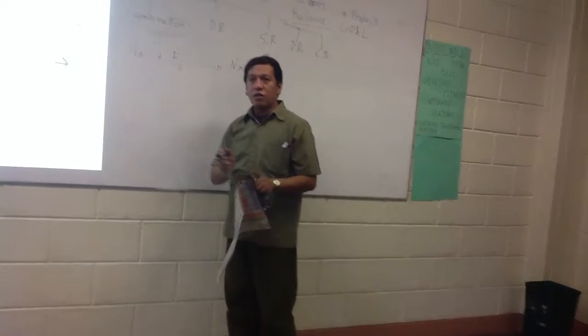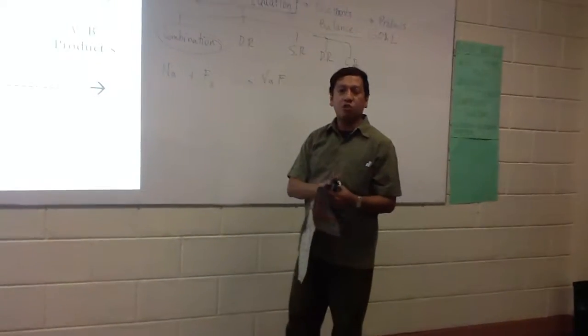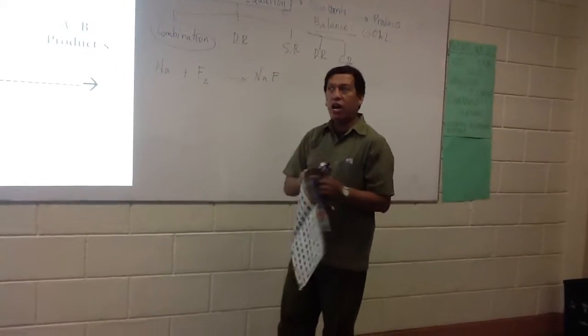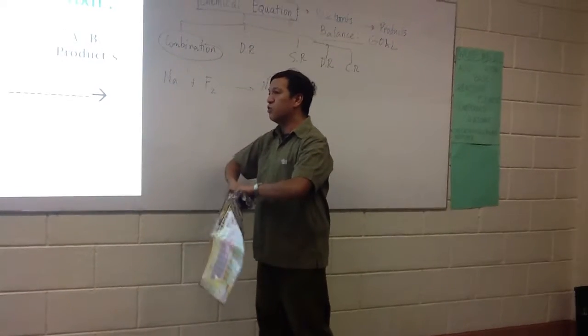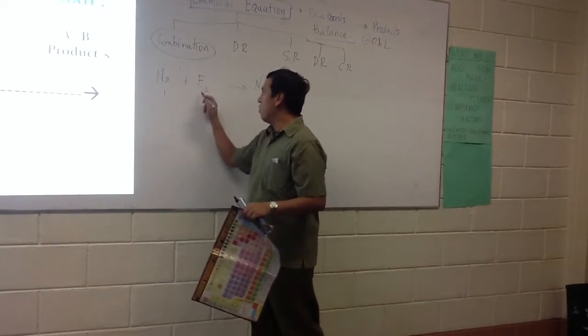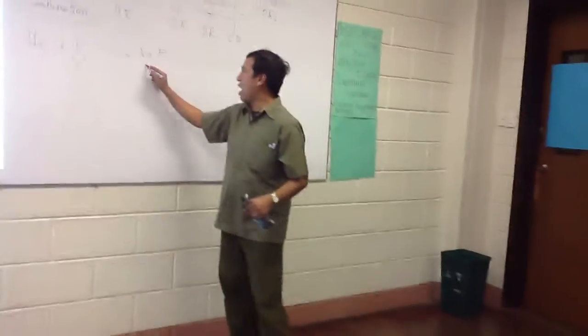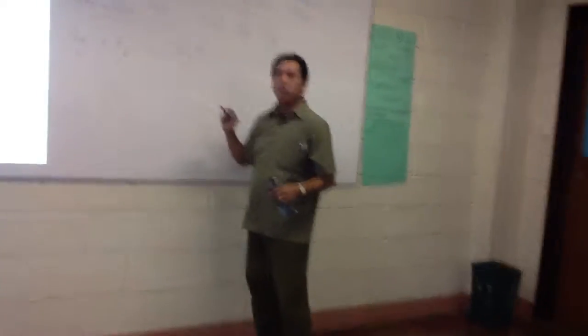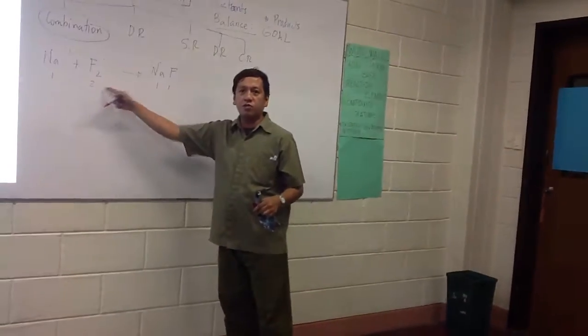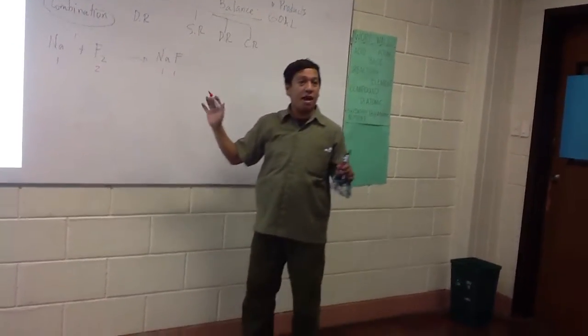To balance the reaction, we have to count how many sodium atoms we have in a product. Let's try to count. We have sodium, we have 1 here. Fluorine, we got 2 here. In the product, let's try to count how many sodium do we have here. Fluorine 1. There is something wrong with the fluorine. This is 2 and this is 1. The reaction is not balanced.